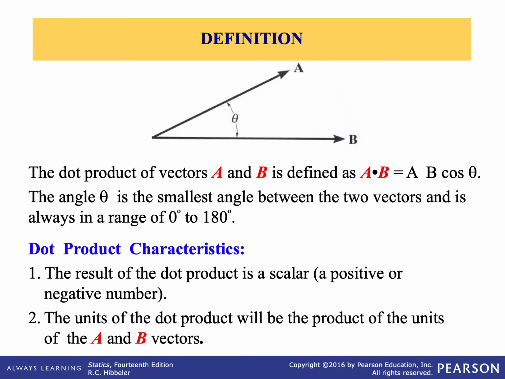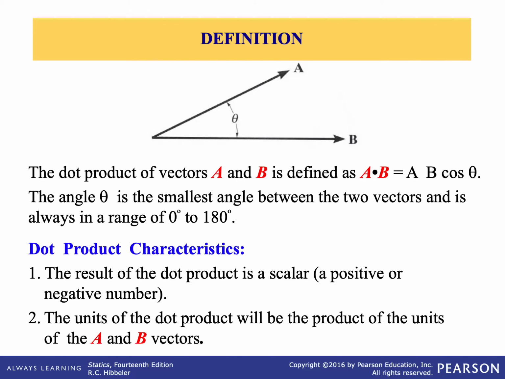So what are the characteristics of the dot product? The result of the dot product is always a scalar. It's not a vector. You can see that we have vector A dot vector B, and we have this scalar to the right. A is a scalar, B is a scalar, and cosine theta is a scalar. So the end result is a scalar, positive or negative, and the units of the dot product are the multiplication of the units of the vectors A and B, because we have multiplication. If A is in meters and B is in meters, it should be meter squared. If it's feet, it's feet squared. So we keep those in mind. This is the definition of the dot product.